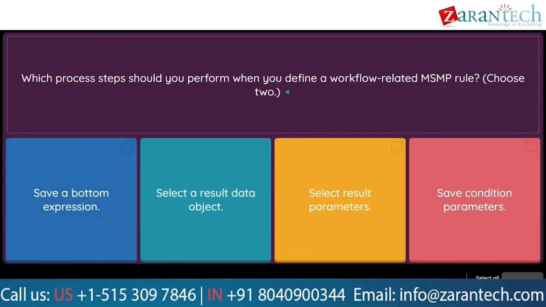Question: Which process steps should you perform when you define a workflow-related MSMP rule? Choose 2. Option 1: Save a Boolean expression. Option 2: Select a result data object. Option 3: Select result parameters. Option 4: Save condition parameters.